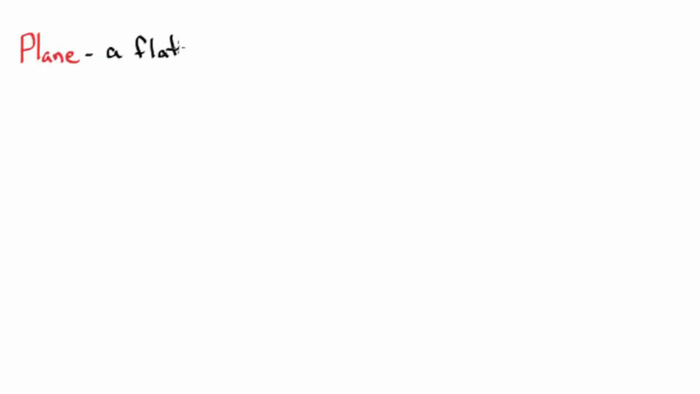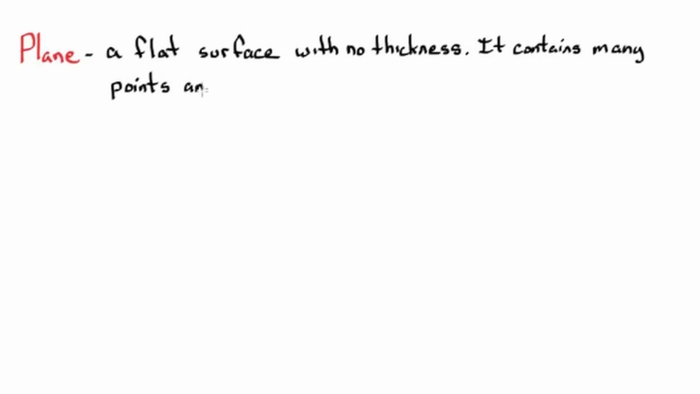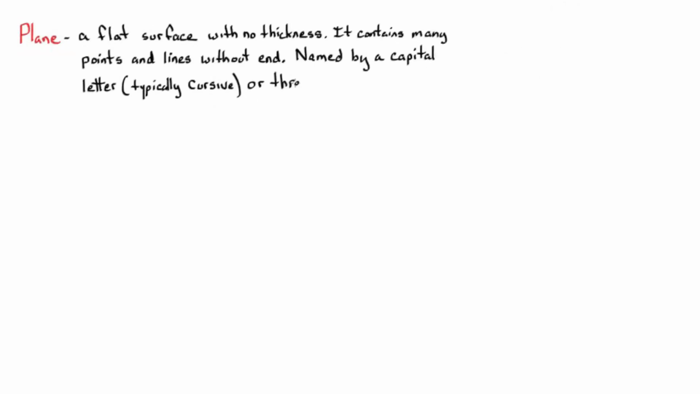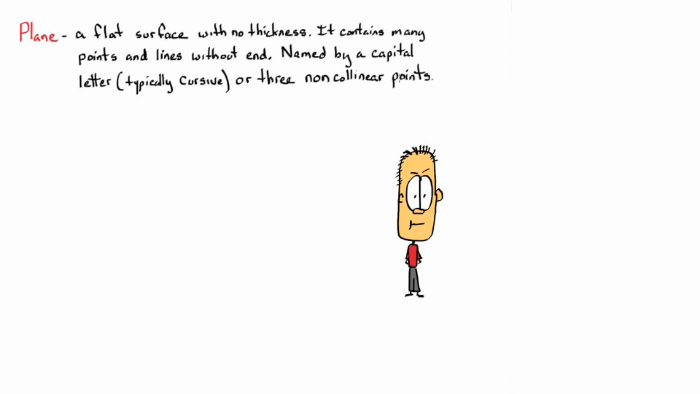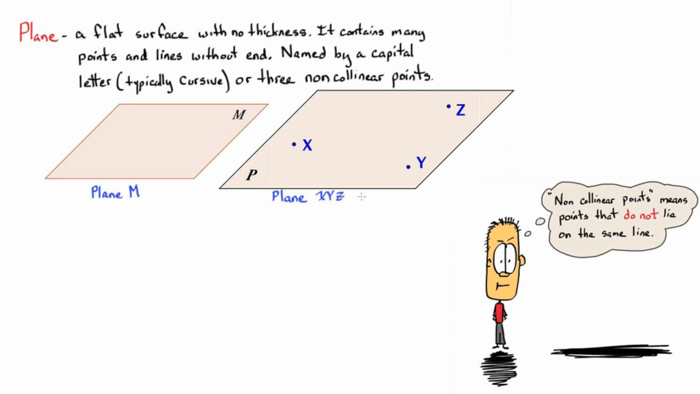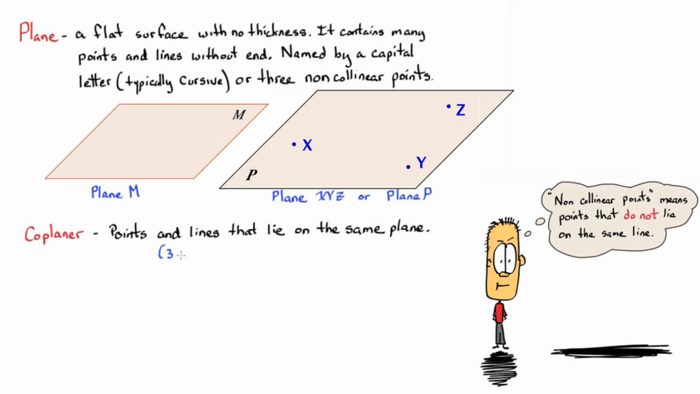Plane. A flat surface with no thickness. It contains many points and lines without end, named by a capital letter, typically cursive, or 3 non-collinear points. Plane M, plane XYZ, or plane P in this case. Coplanar. Points and lines that lie on the same plane. 3 points are always coplanar.